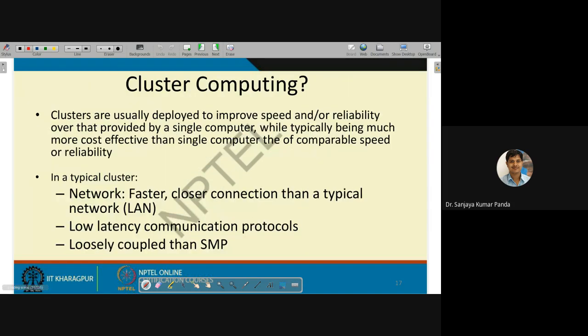Now you can see clusters are usually deployed to improve the speed, like one computer system is not sufficient. In place of one computer system, if you have 30 computer systems, your power is increased by 30x. Right? One computer system is x power, then 30 computer systems will give you 30x power. So definitely you have improved the speed and the reliability over that provided by a single computer. You cannot increase the single computer speed by 30x. A single computer speed can be increased by either 2x or 3x.